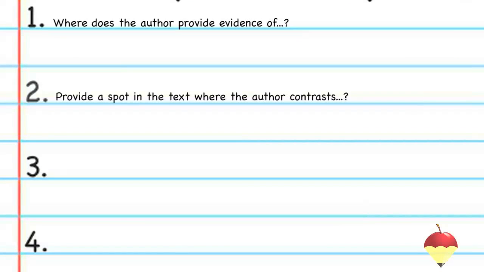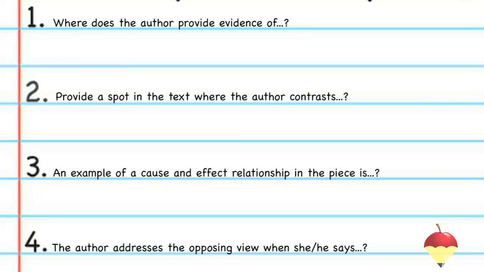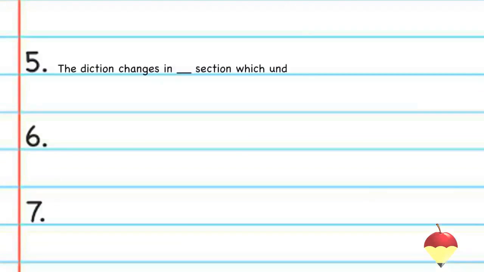Where does the author provide evidence of? Provide a spot in the text where the author contrasts. An example of a cause and effect relationship in the piece is: the author addresses the opposing view when she says, the diction changes in blank section, which underscores. A shift of tone occurs in the text when.